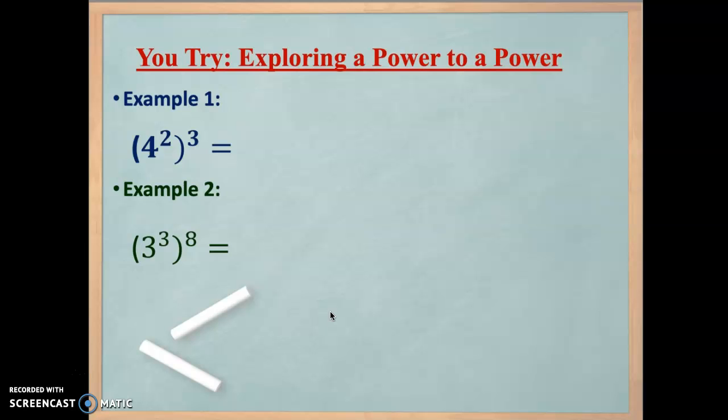Go ahead and write these examples down on your practice, whether it's a piece of paper or your whiteboard. And remember, power to power means you're multiplying the power on the outside to everything on the inside. Go ahead and try that now.